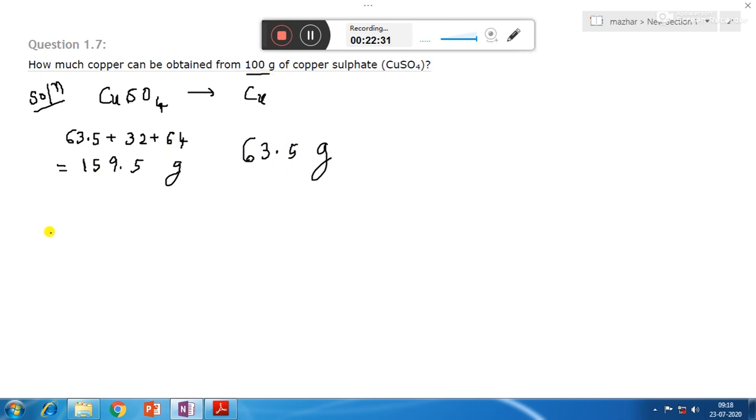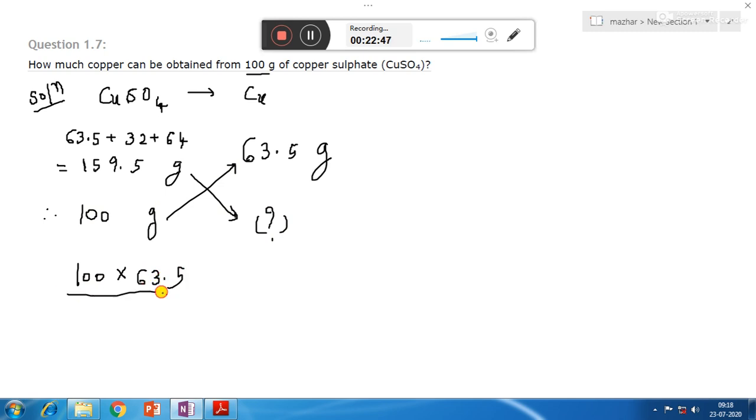Now here we have 100 gram copper sulfate. So from 100 gram copper sulfate what amount of copper will be formed? So we have to do cross multiplication. So 100 into 63.5 divided by 159.5. So our final answer will be 39.81 gram copper.